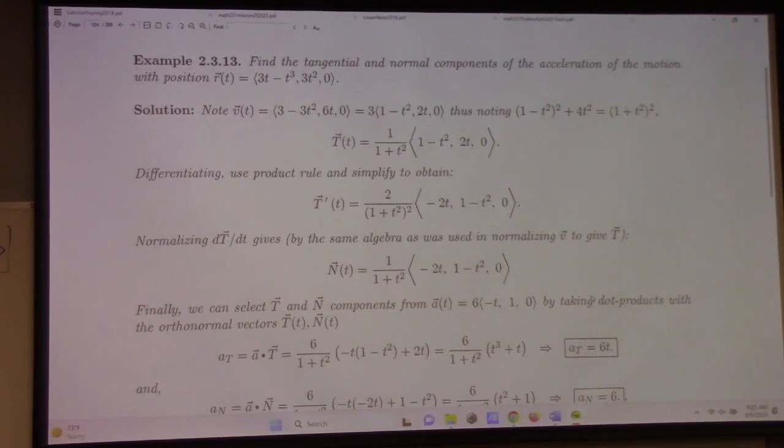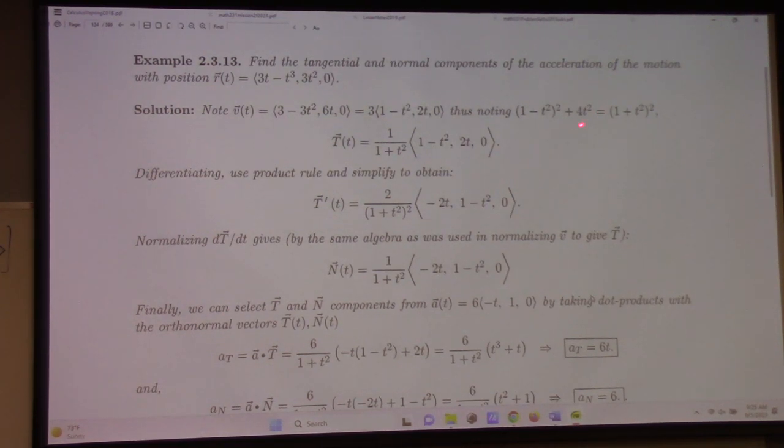Now here's one that's actually like the homework problem you asked me about, problem 30. This problem is pretty much problem 30 in your homework, right? So here I have a position. I made it nice. This is a planar curve, right? It's in the xy plane. You can just see it.